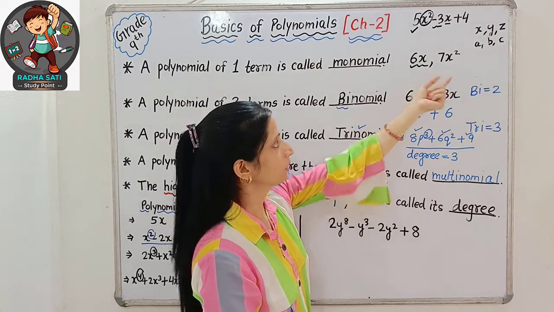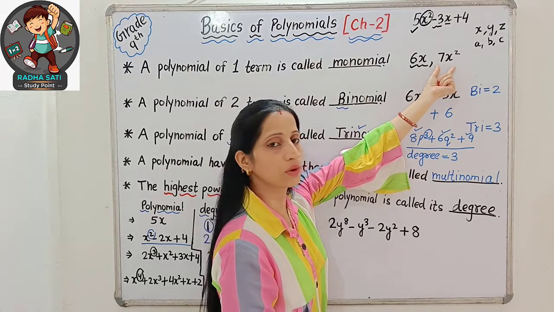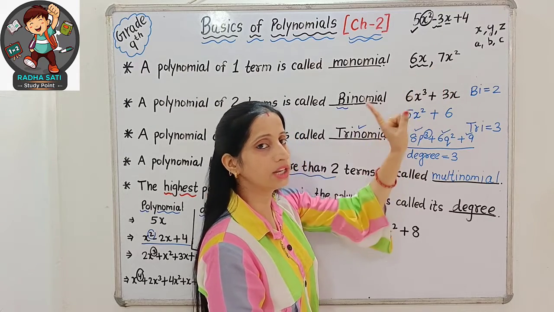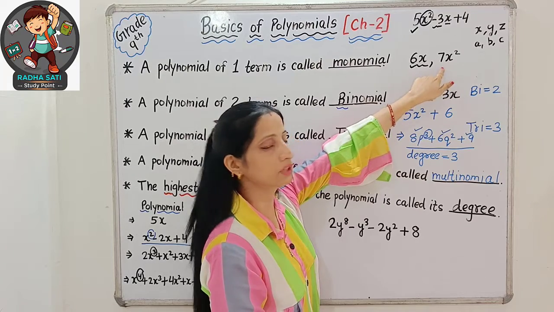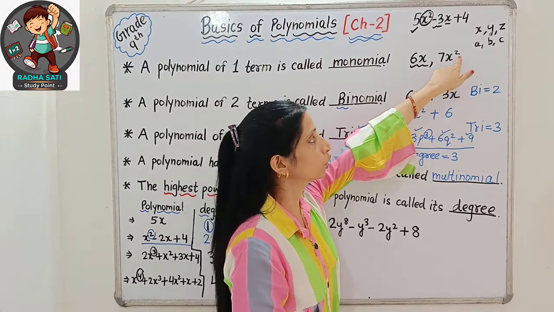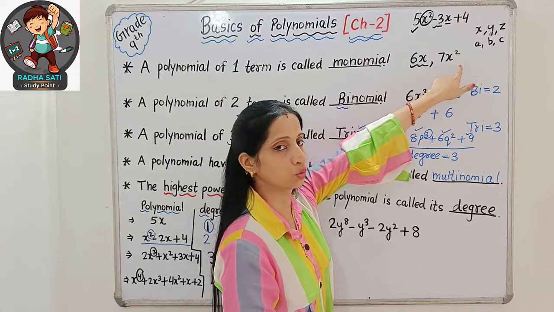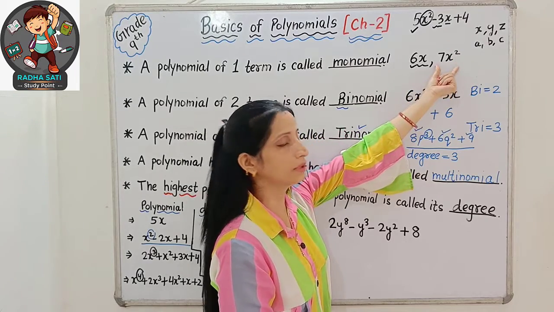Okay. If we take only 7x square, how many terms in this polynomial? Only 1. But if I ask about the degree in this, what will be the degree of this term? It will be 2, because the power of x is 2. Okay. So the degree of this will be 2.